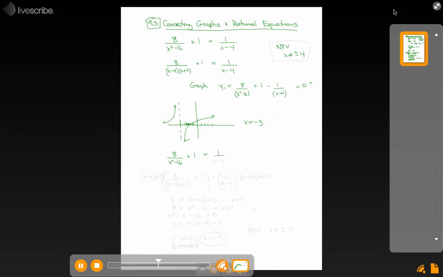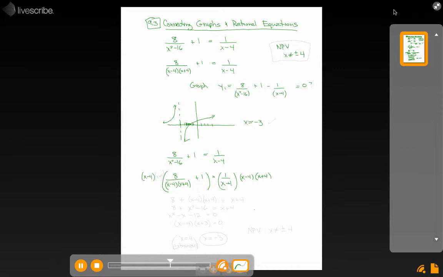Now if I solve this thing algebraically, I have 8 over x squared minus 16 plus 1 equals 1 over x minus 4. The first thing I would suggest is to factor as we did up above, so x minus 4 times x plus 4. Multiply everything by the common denominator, meaning multiply every single term by x minus 4 times x plus 4 on the left side and on the right side.